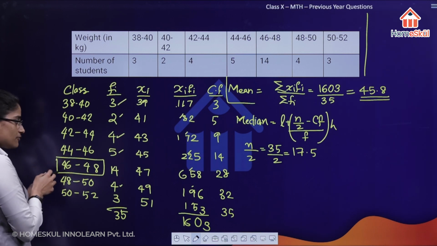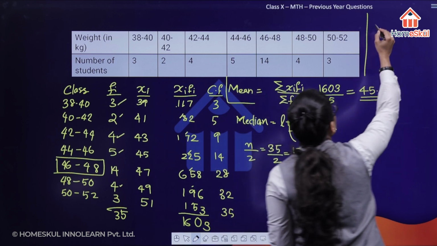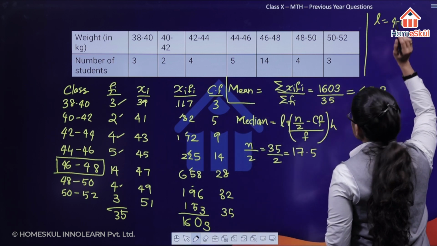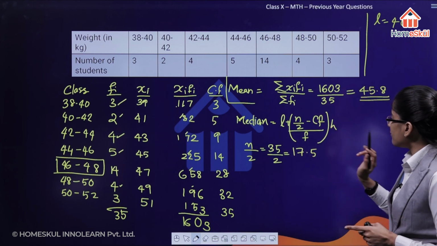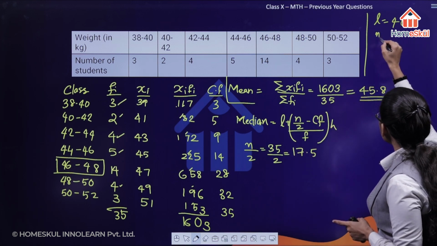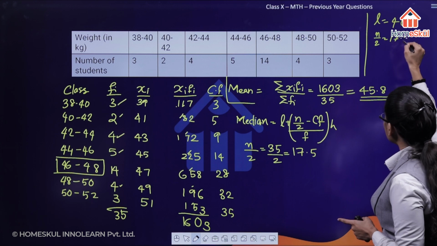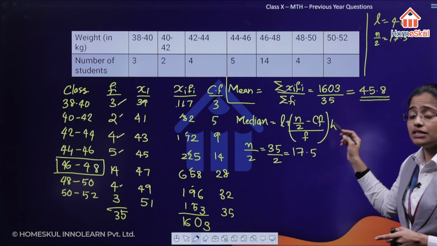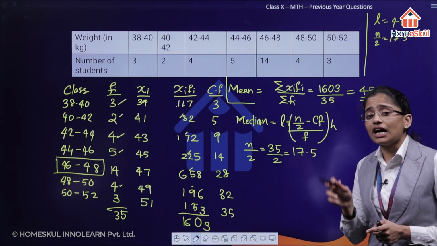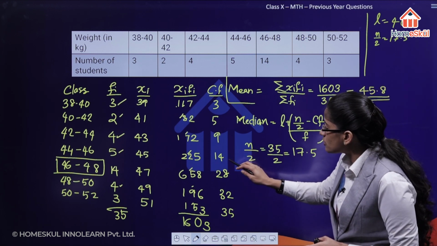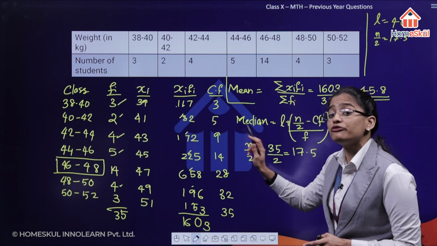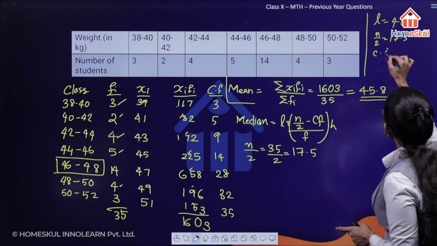There the lower limit is 46. So we are having lower limit is equal to 46. Then what is n by 2? It is 17.5. So n by 2 is equal to 17.5. Now cumulative frequency means the cumulative frequency of the class preceding the median class. This is our median class, so the cumulative frequency of the class preceding the median class will be 14. So CF is 14.